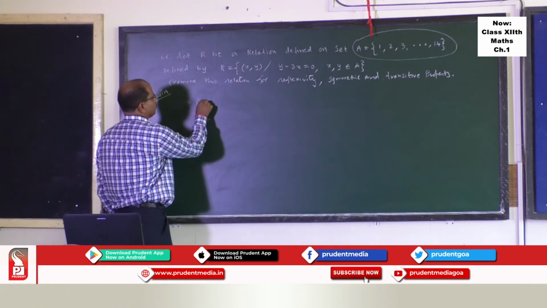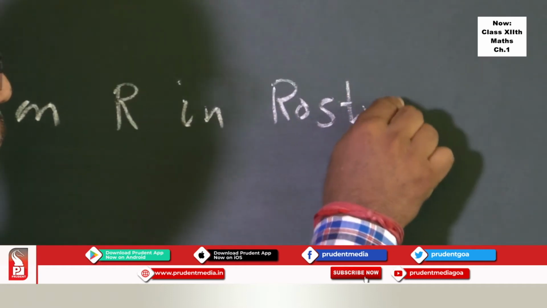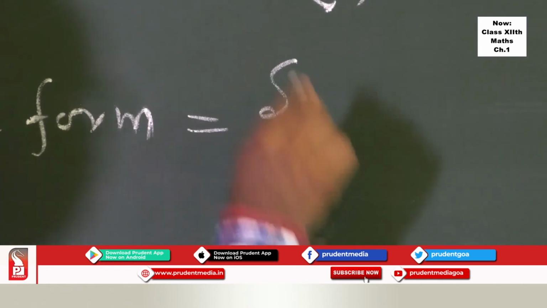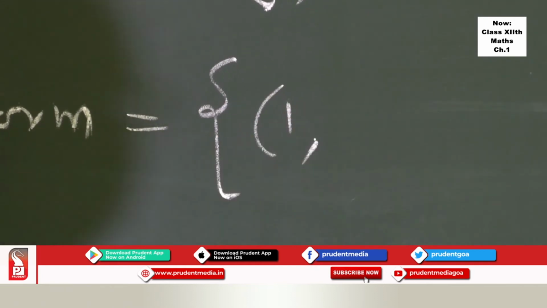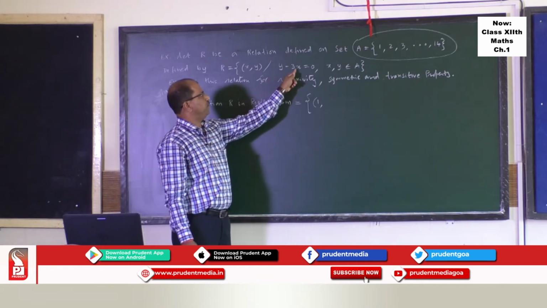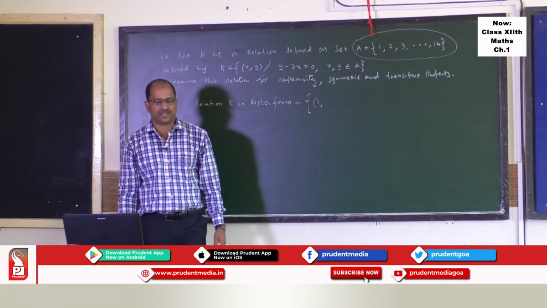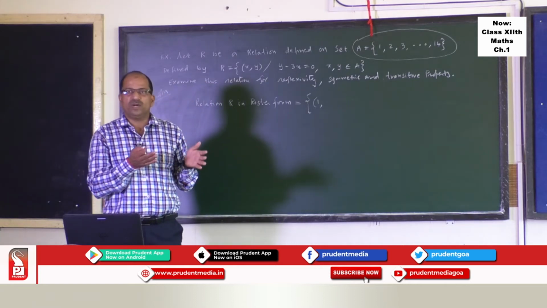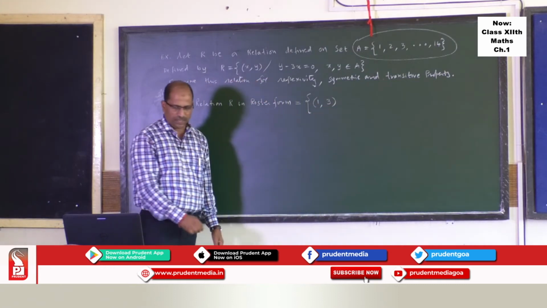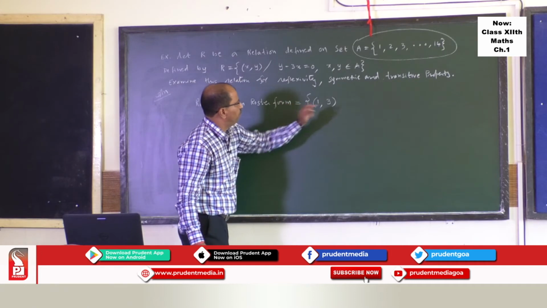Relation R in roster form is equal to, supposing I take first element x as 1. Now, which is the second element y? Because it is clearly mentioned here y minus 3x equal to 0. So, y must be equal to 3 times x, because y minus 3x equal to 0 gives you y is equal to 3 times x. So, easily this will become 1 comma 3. First ordered pair which belongs to this relation is 1 comma 3.